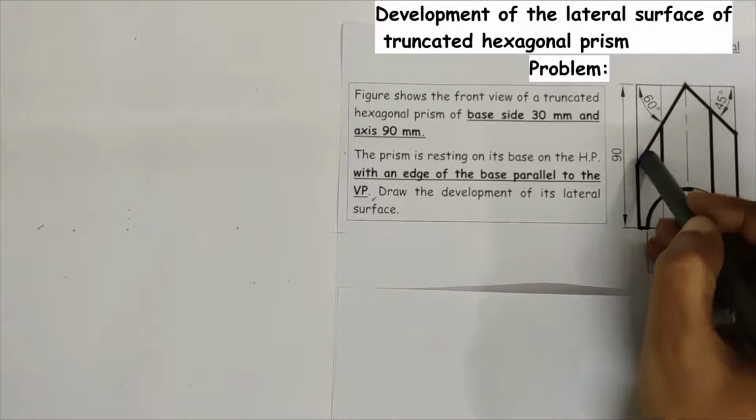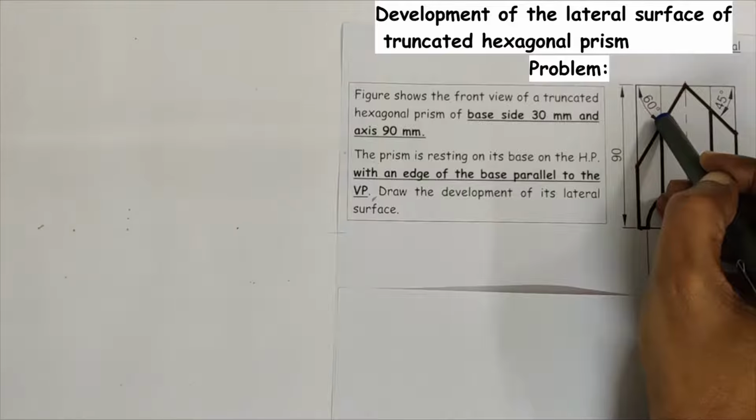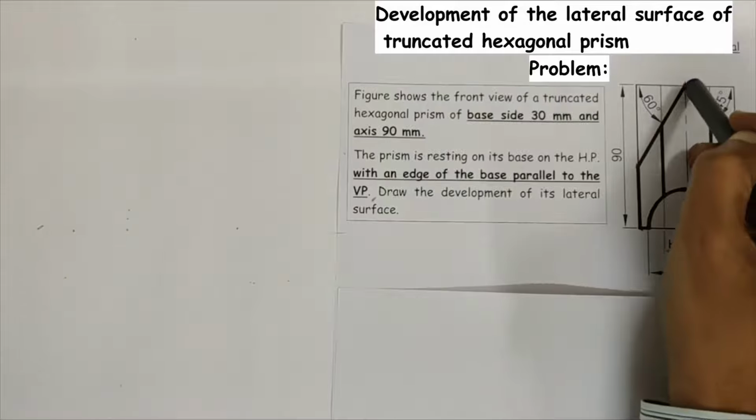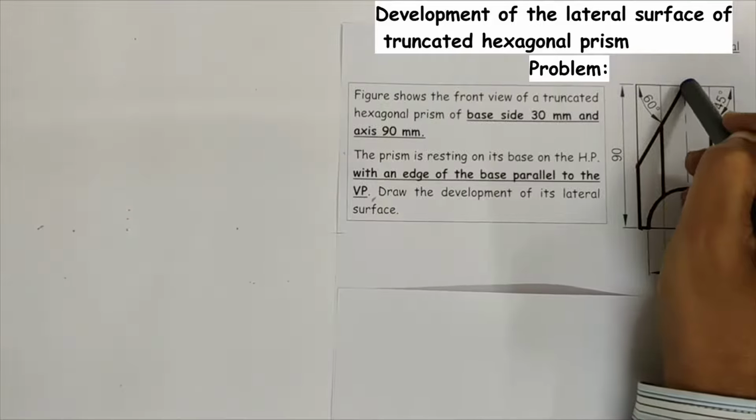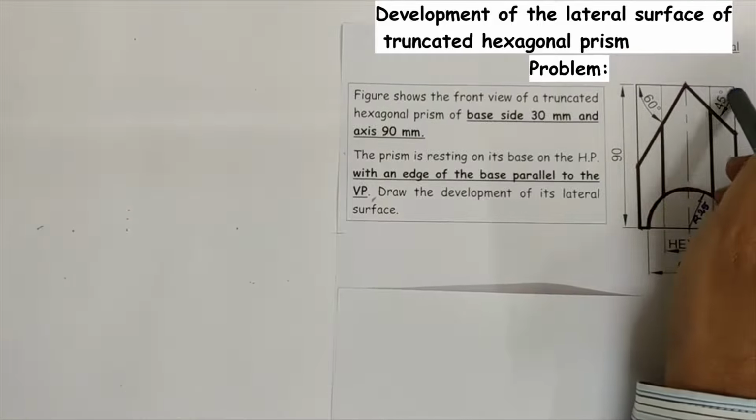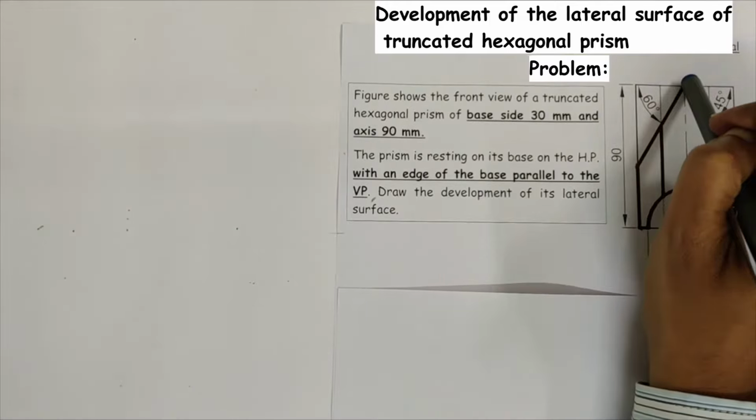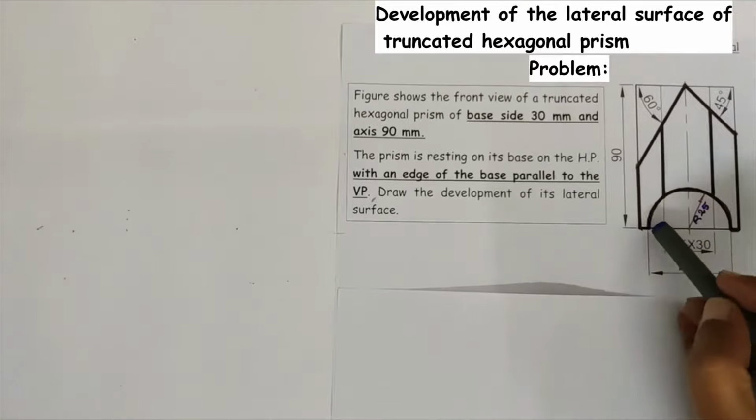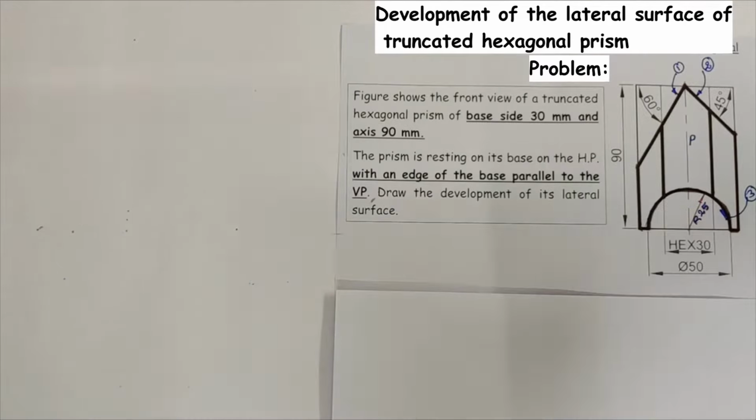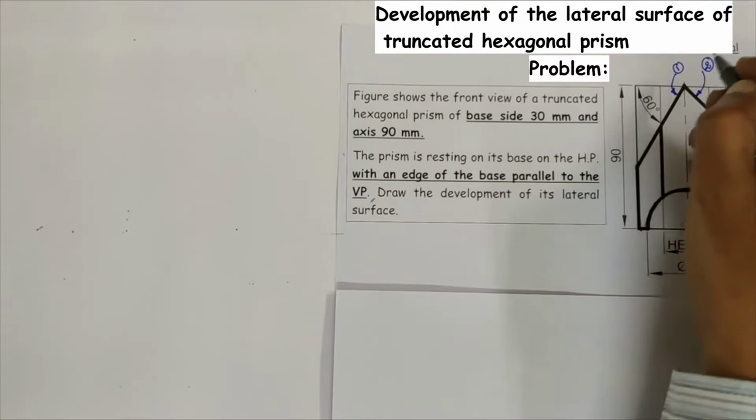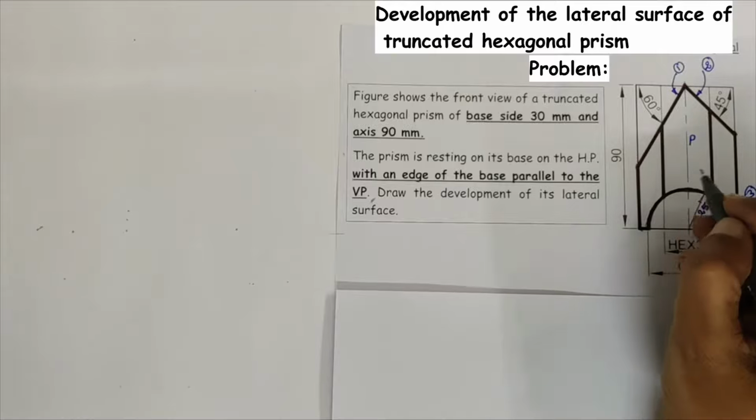Here, this is the first section plane, which is making an angle of 60 degrees to the HP and passing through the topmost point of the axis in front view. And the second section plane is making an angle of 45 degrees to the HP and passing through the topmost point of the axis in front view. And this is the third section plane. After cutting the hexagonal prism with three section planes, part P portion of the hexagonal prism is left over.